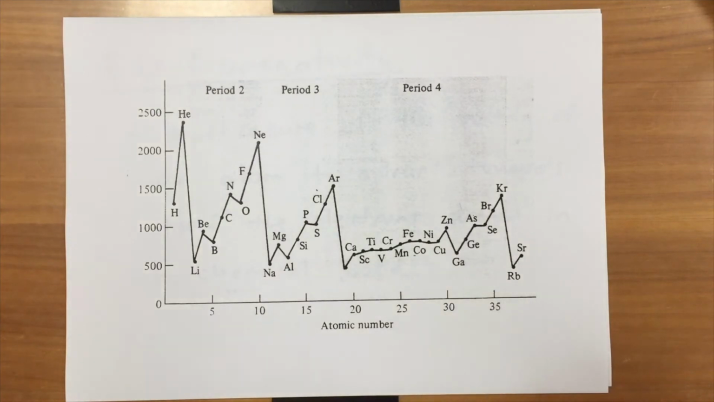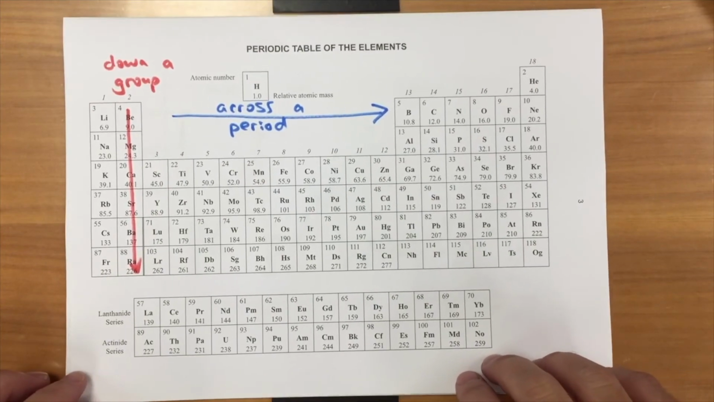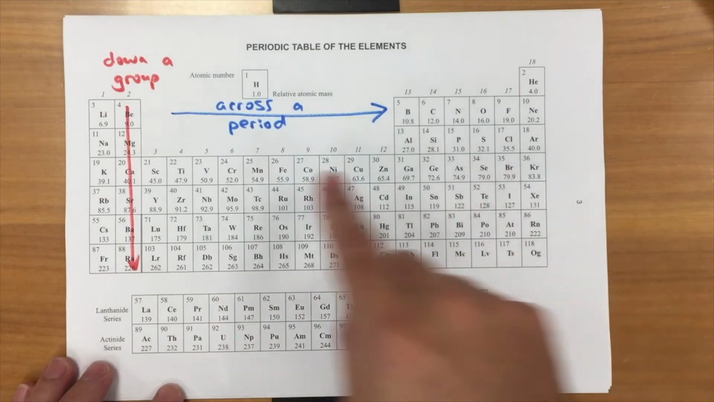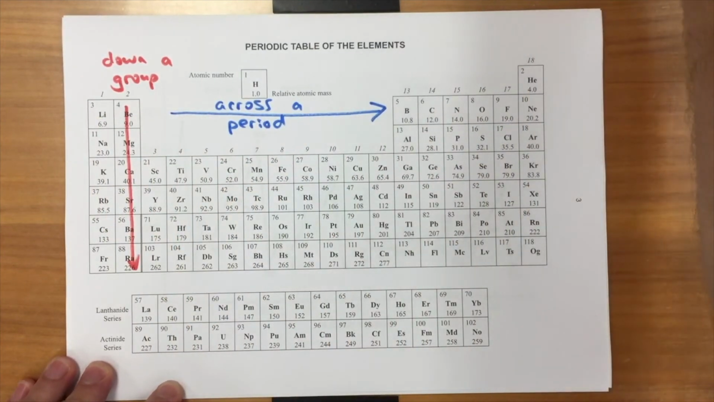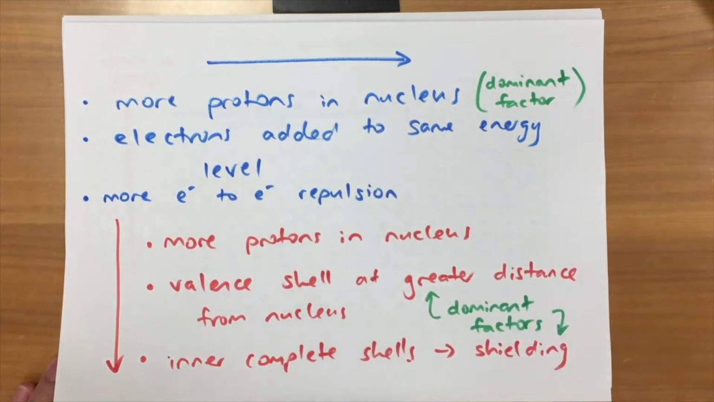So this graph here represents the ionization energy for each element in the first 38 or so. And I'd like to first of all refer to the periodic table before discussing too much on there. So again, remember that we're looking at the trend across a period and down a group, and that as we go across a period, there are more protons in the nucleus, electrons are added to the same energy level, and there is more electron-to-electron repulsion, but no additional shielding.